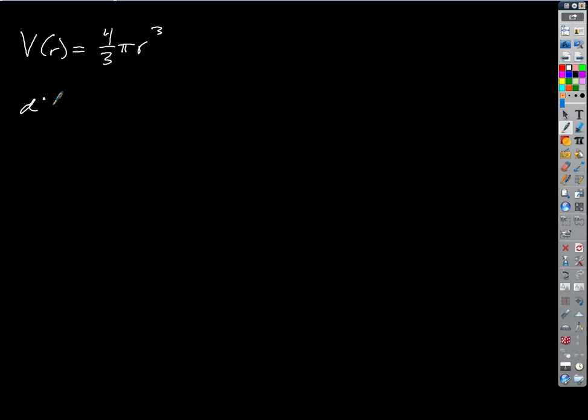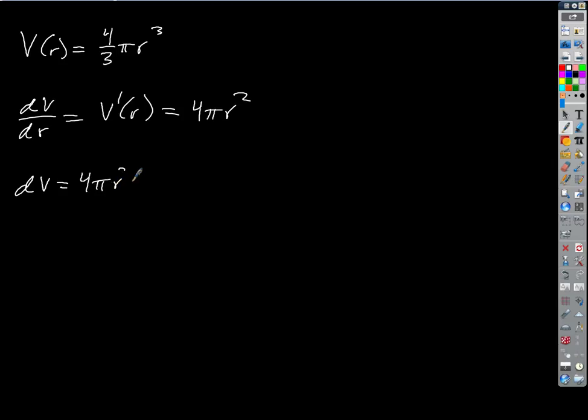Yeah, good, so dv dr is the same thing as v prime of r, and that is, what, say it again? 4 pi r squared, good. And so if I wanted to write this in differential form, that would look like dv equals what? 4 pi r squared dr, okay, good.